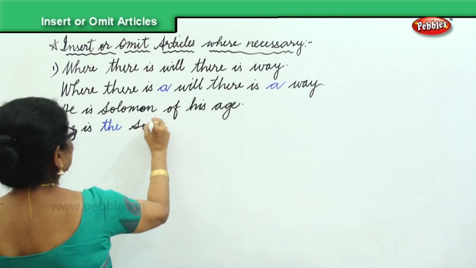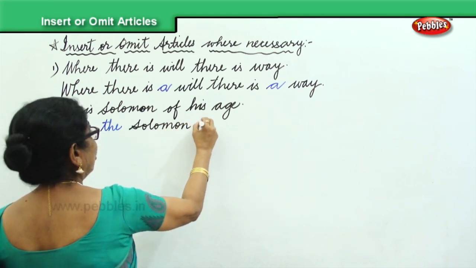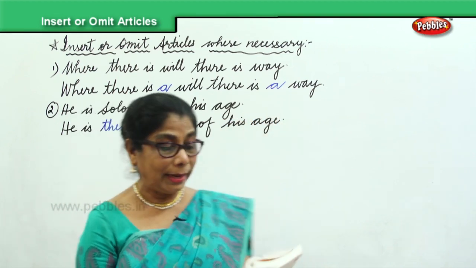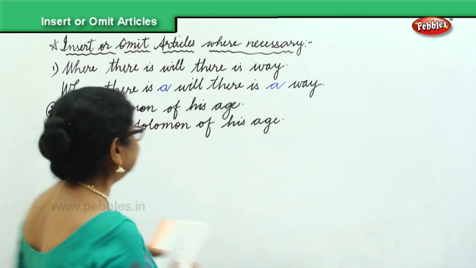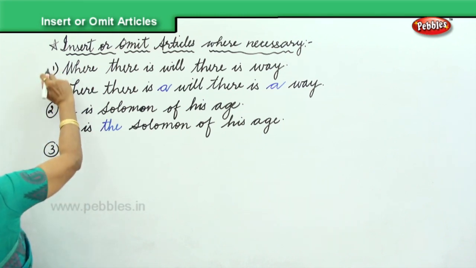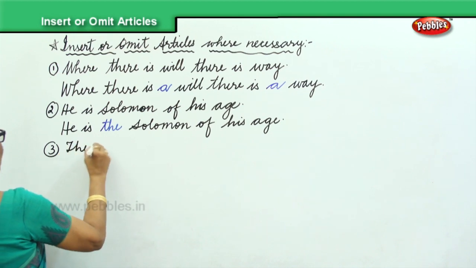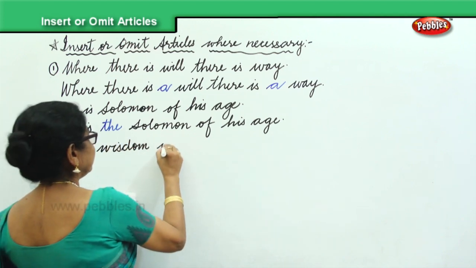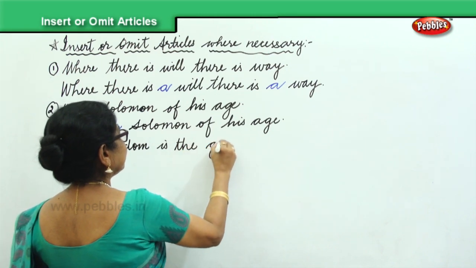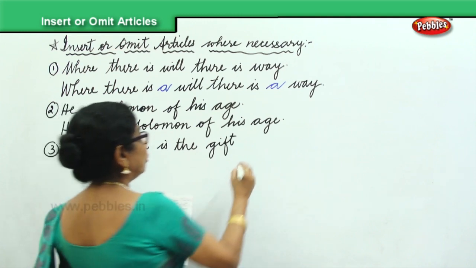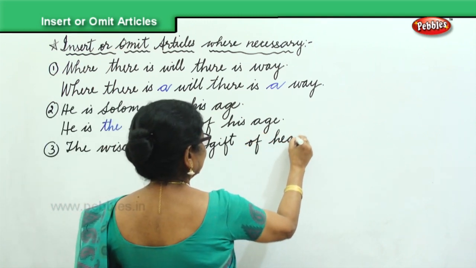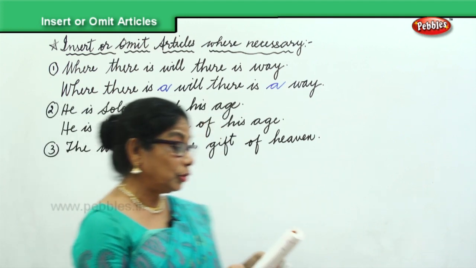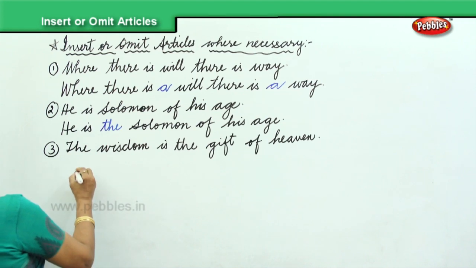He is the Solomon of his age. Very good. Now, I'll give you another sentence. The wisdom is the gift of heaven. Tell me, omission, insertion, what is it? Now, we do not say the wisdom. So simply say wisdom, isn't it? So the answer is wisdom.